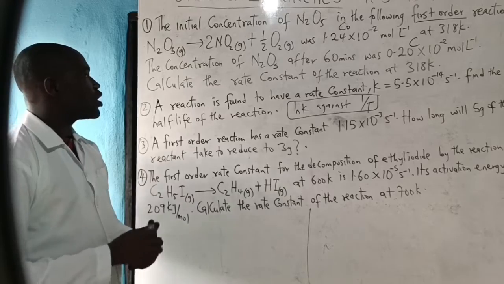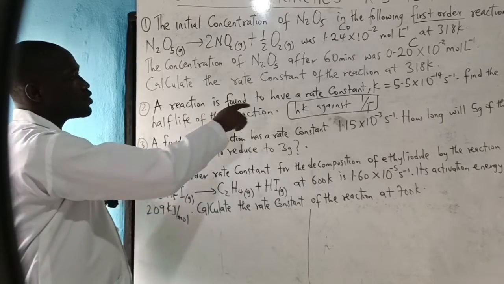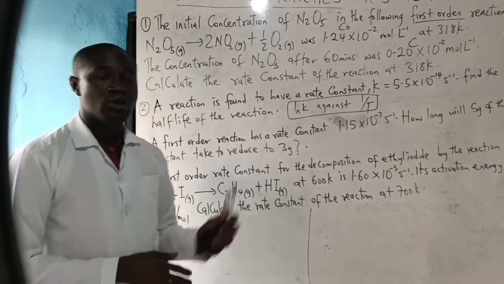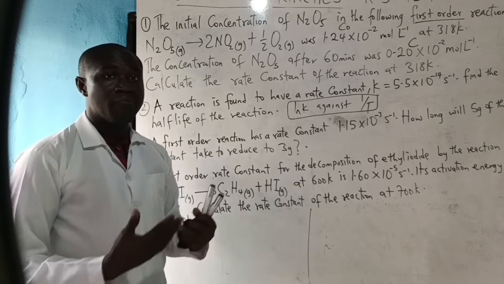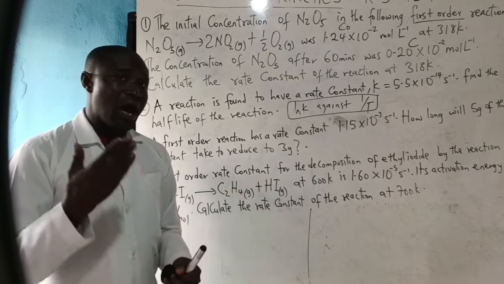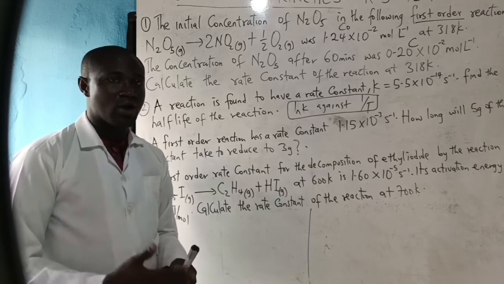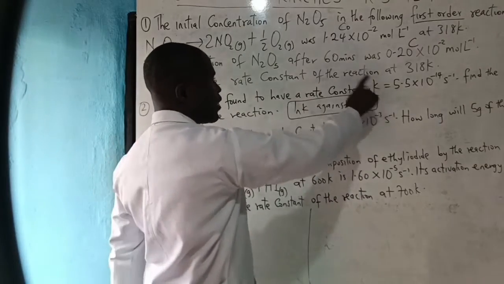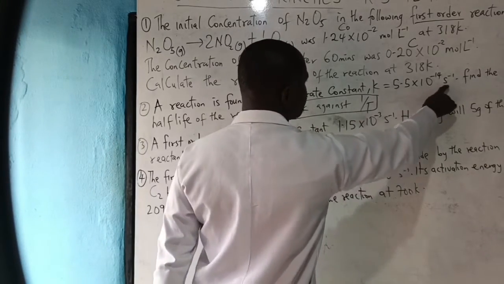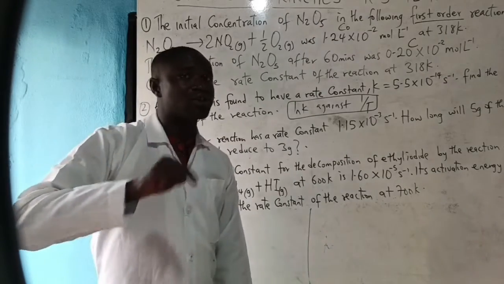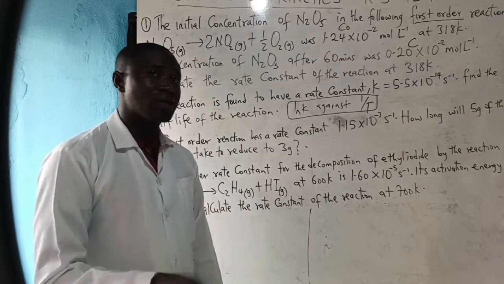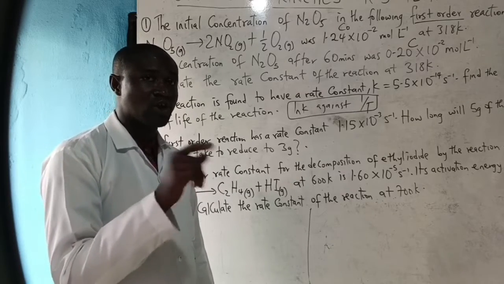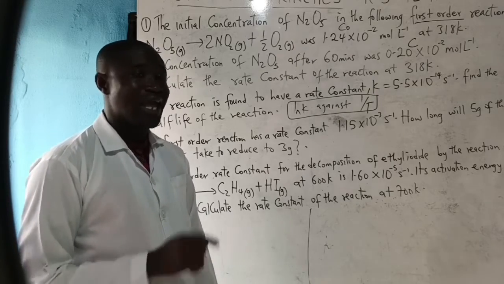Now we go to question number 2, which says a reaction is found to have a rate constant of k equal to this. Find the half-life of the reaction. As we discussed before now, we have many formulas for half-life of a reaction: half-life of zero order, first order, and second order. So which one should we use? We do not know. So what you do is check the value of k. What unit is it? Look at k is equal to this per second.